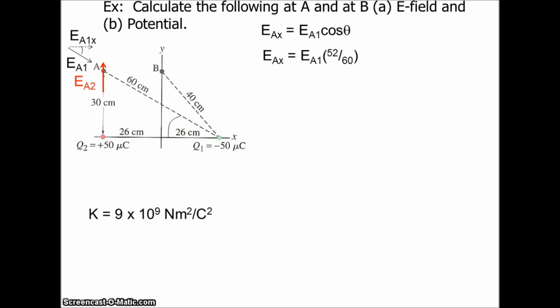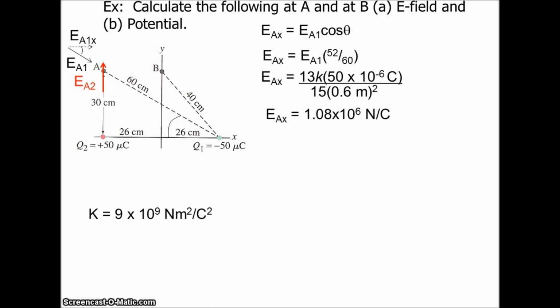And so the E field is KQ over R squared. So 52 over 60 reduces to 13/15. And we have K, Coulomb's constant, times a charge of 50 times 10 to the negative 6 coulombs over the distance, which is 0.6 meters, squared. And if you simplify that, you end up getting 1.08 times 10 to the 6 newtons per coulomb.